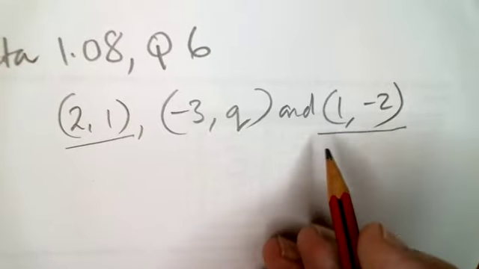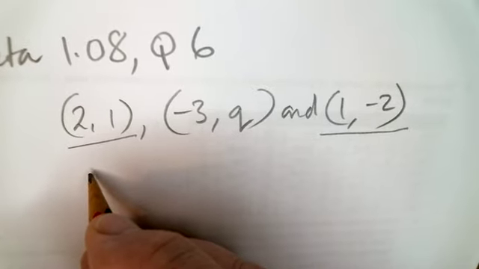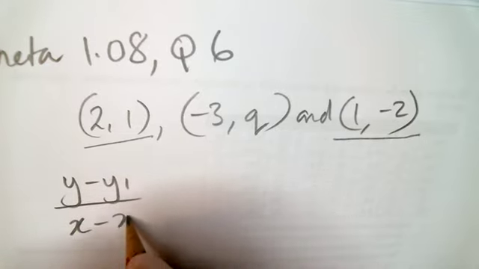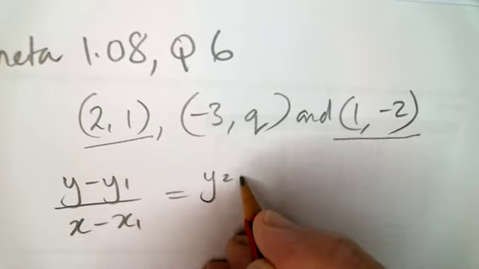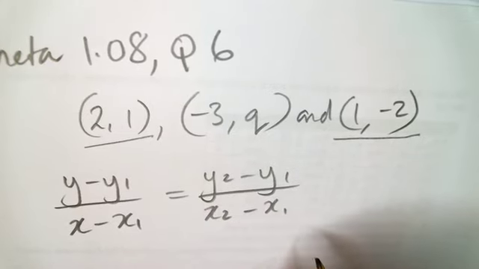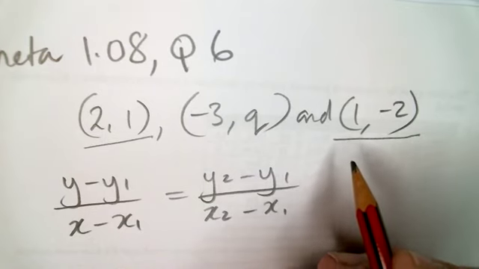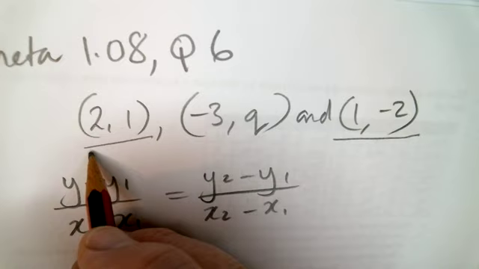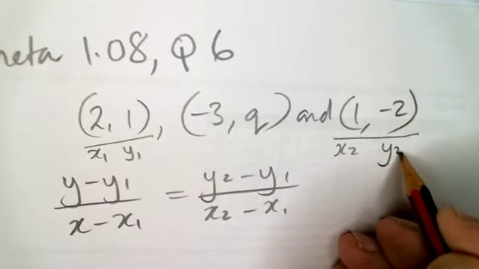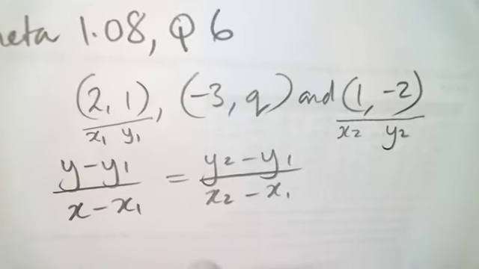So first thing, I'm going to use the 2-point equation. So I've got (y minus y1) over (x minus x1) is equal to (y2 minus y1) over (x2 minus x1). I'm going to designate these as certain things. I'm going to call this one x1 and y1, and this x2 and y2. I'm going to ignore this bit in the middle until I've found this equation. So let's go ahead and do that.